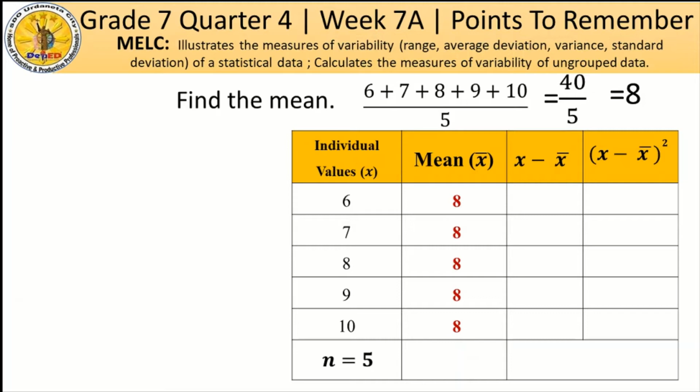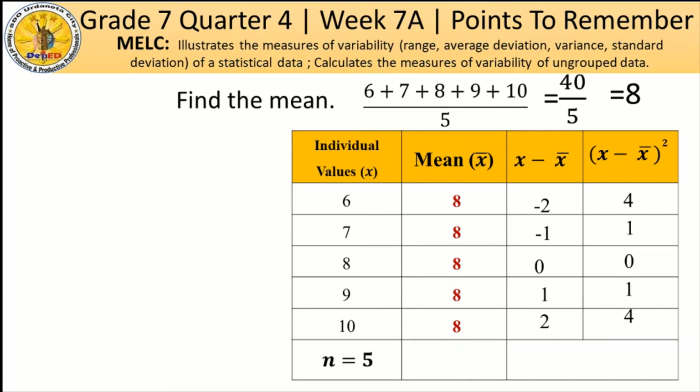So, 6 minus 8 is negative 2, 7 minus 8 is negative 1, 8 minus 8 is 0, 9 minus 8 is 1, 10 minus 8 is 2. For the fourth column, let's just find the square of the third column, which is the difference of each individual values and the mean. So, negative 2 squared is 4, negative 1 squared is 1, 0 squared is 0, 1 squared is 1, and 2 squared is 4.